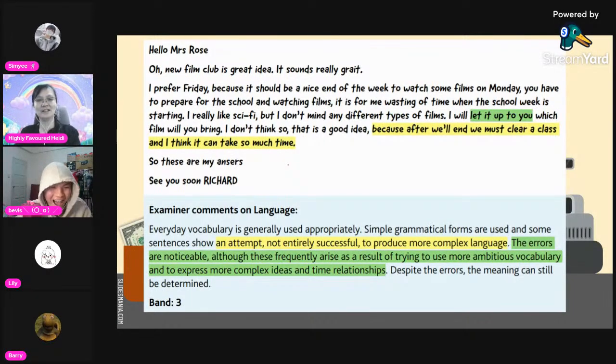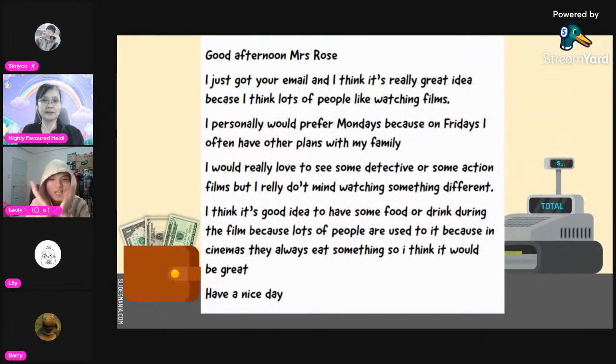Band 3. Okay, so actually you can see, right, if there are too many mistakes, it will be under noticeable. When it's under noticeable, it will go down to 3. So you can see this one, he uses the word sci-fi. This student is trying to move up to B1 level. It's just that he needs to touch up, but there are a lot of spelling mistakes as well. So yes, this one is another one.